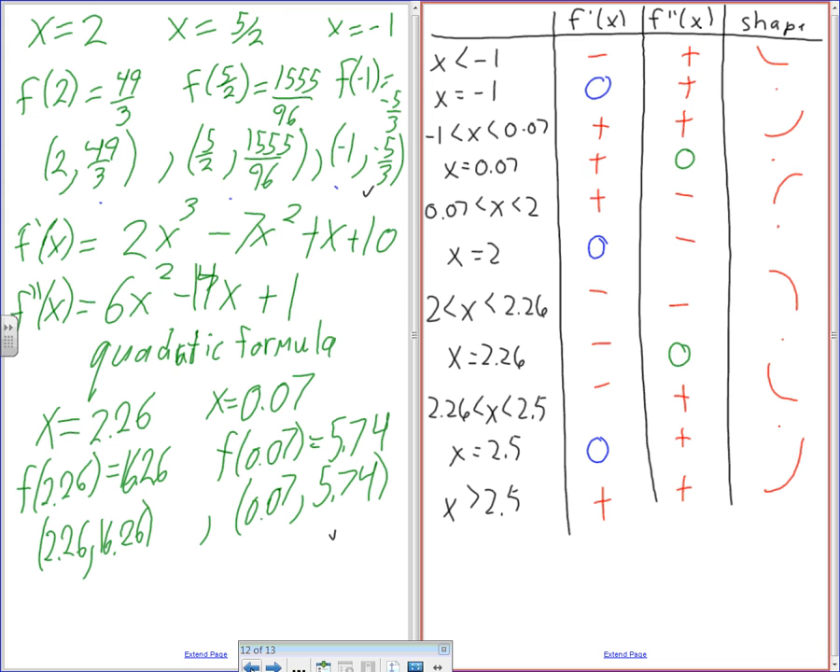Okay, let's get these points here then. Oh boy, those are big points. How will you not graph this one?